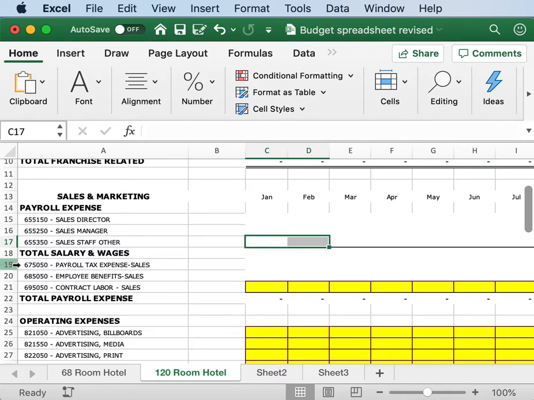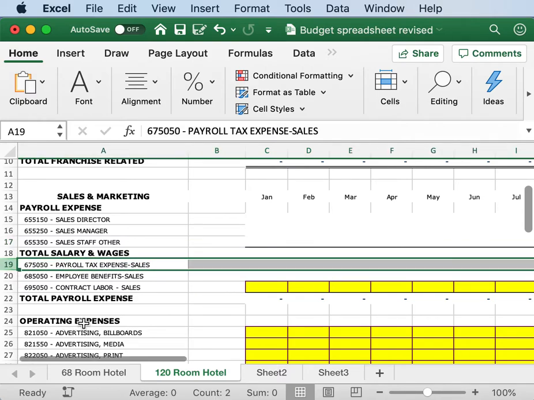Okay, next down here in line 19 we have payroll expenses, so like payroll tax expense. This includes like Social Security and unemployment tax and like Medicare. It's all getting coded in this line. Generally this comes up to about 6.2% of total salaries and wages.